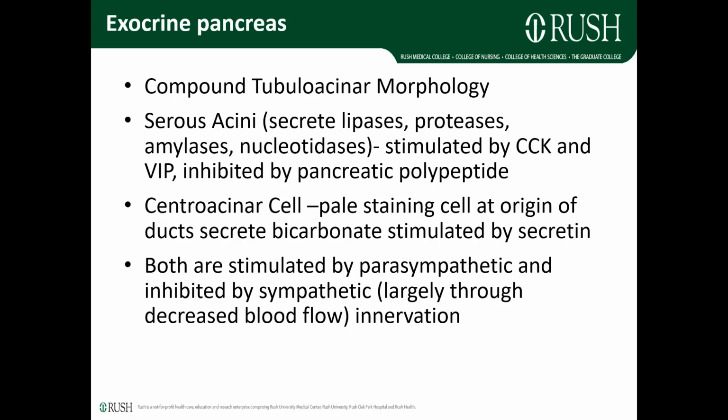Serous acini within the glands secrete lipase, proteases, amylases, and nucleotidases, and are stimulated by CCK, which is cholecystokinin, and VIP, vasoactive intestinal peptide. Centroacinar cells are characteristically present at the origin of ducts in the acini and secrete bicarbonate under the stimulation by secretin, a hormone released into the bloodstream by the duodenum, especially in response to acidity, to stimulate excretion by liver and pancreas.